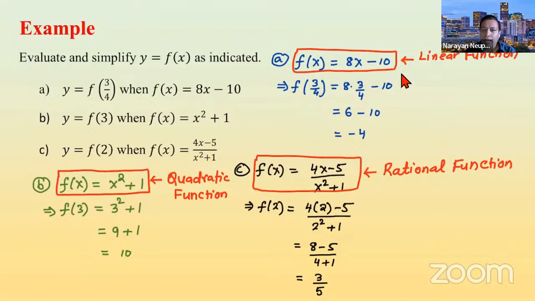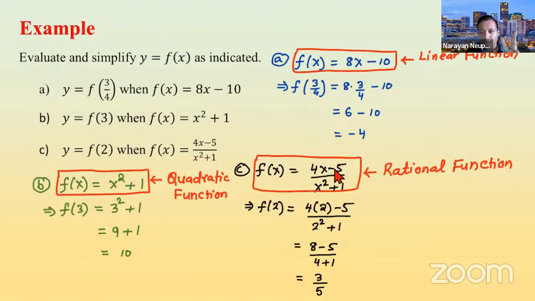The first one is a linear function because the graph is going to be a straight line. If we sketch the graph of this function, it's going to be a straight line. Second one, it's a quadratic function. The highest power of x is 2. The graph will be a parabola. And the third one here, f of x equal to 4x minus 5 over x squared plus 1, is an algebraic fraction. If the function is in the form of an algebraic fraction, then we call it a rational function. So there are several names depending on the type we have or depending on how the function is written.